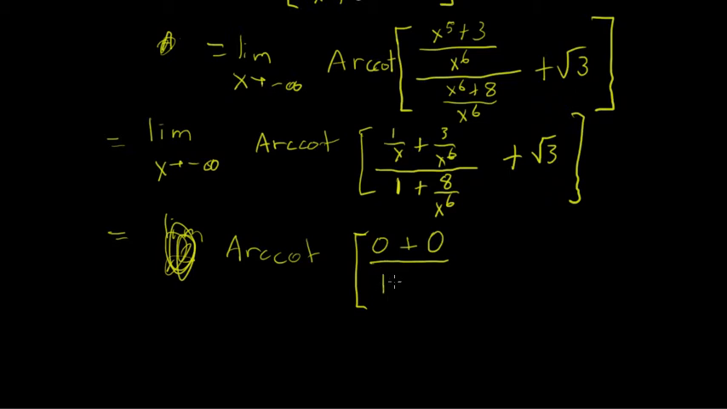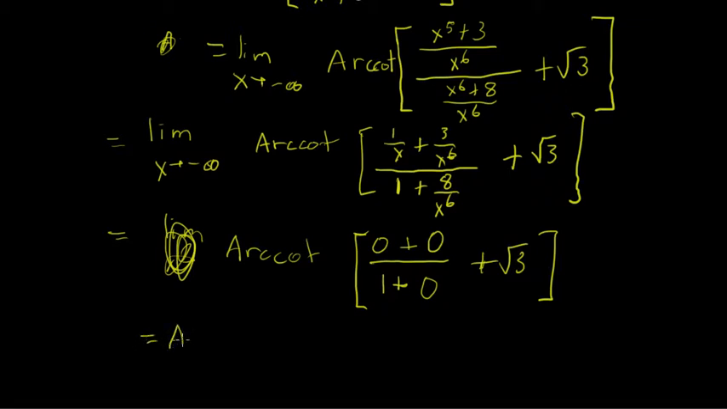1 will just go to 1, of course, and 8 over x to the 6th, well, as x goes to negative infinity, x to the 6th is going to go to positive infinity. It will become a really big positive number. 8 over that really big positive number will be 0. Then we just have this plus the square root of 3 written here. So 0 over 1 is 0.